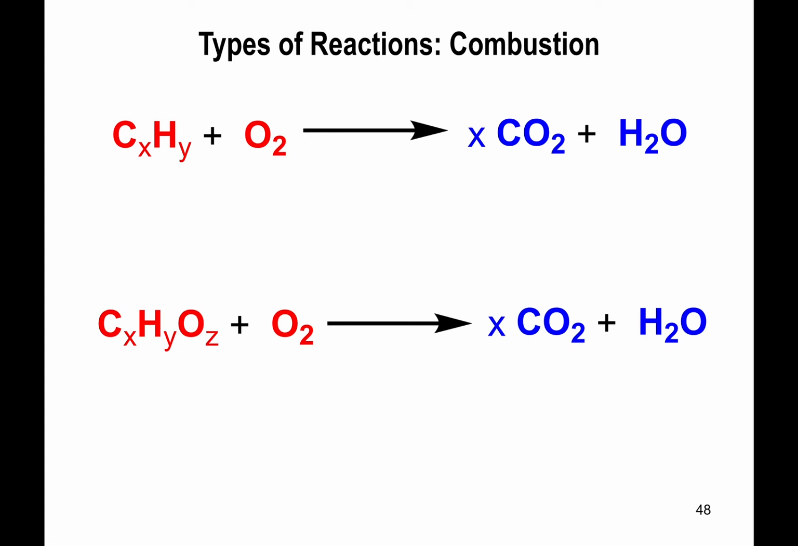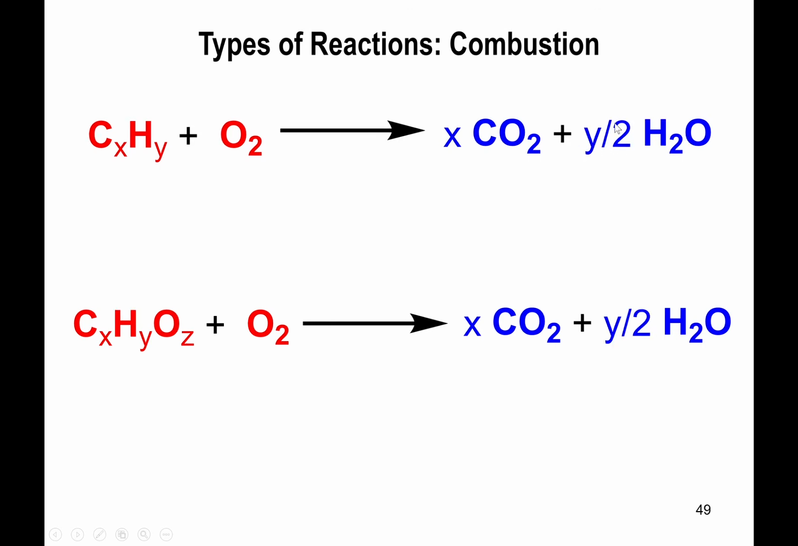In order to make this work out symbolically, we first need to bring down the value of hydrogens to 1 on the product side. In order to do that, we need to divide the product by 2. Since we still need to get a value of y for hydrogen, we're going to multiply the 1/2 by y in order to come up with the right proportion for hydrogen.